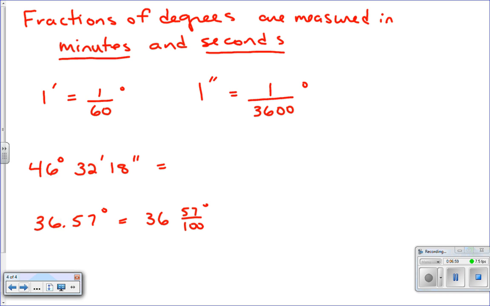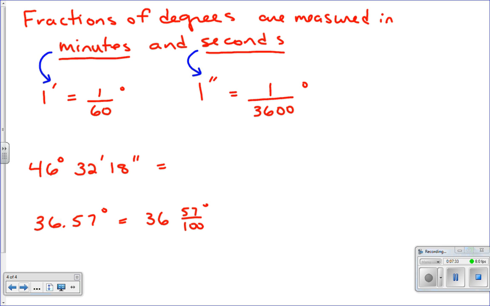So a minute, and this is the symbol used for a minute, it's an apostrophe if you were to type it. So 1 minute is 1/60th of a degree. And a second, and we use a quotation mark symbol for that, 1 second is 1/60th of a minute. So 1/60th of a 60th would give us 1/3600th of a degree. So we would read this as 46 degrees, 32 minutes, and 18 seconds.